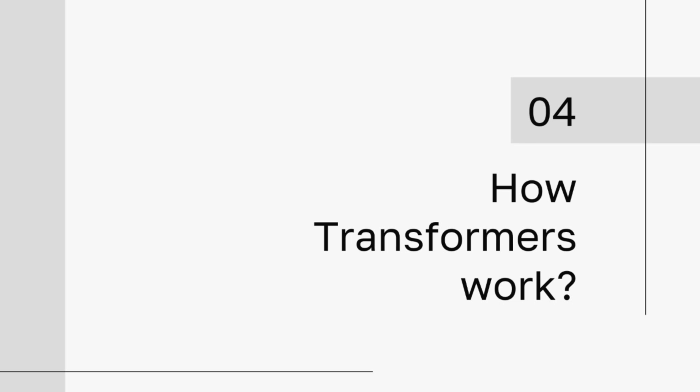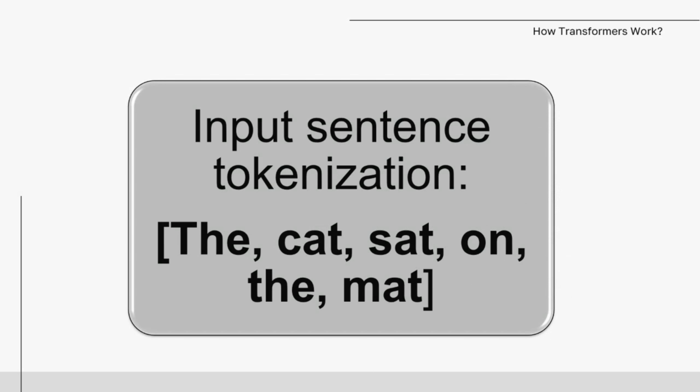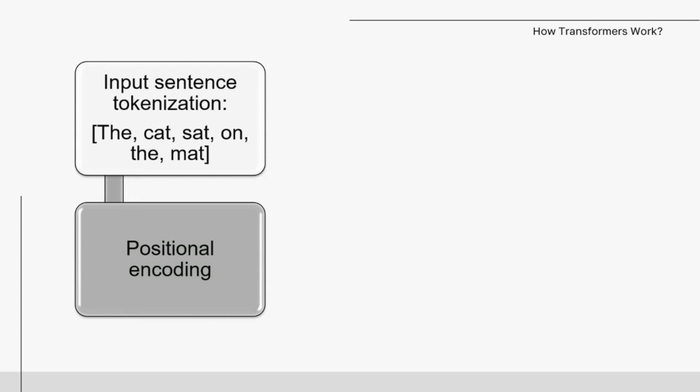Welcome back. In this part of the series, we will take a detailed look at the step-by-step workflow of a transformer model. So let's start. The first step is tokenization. In this step, our example sentence is broken down into individual tokens. And when we have the tokens, we move to step 2, which is adding positional encoding.